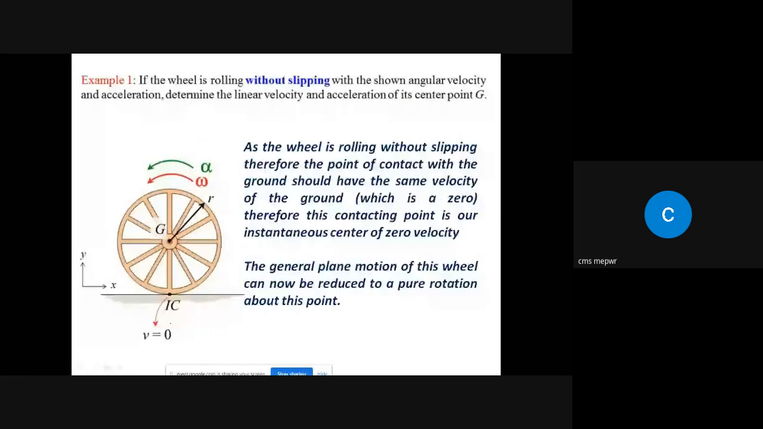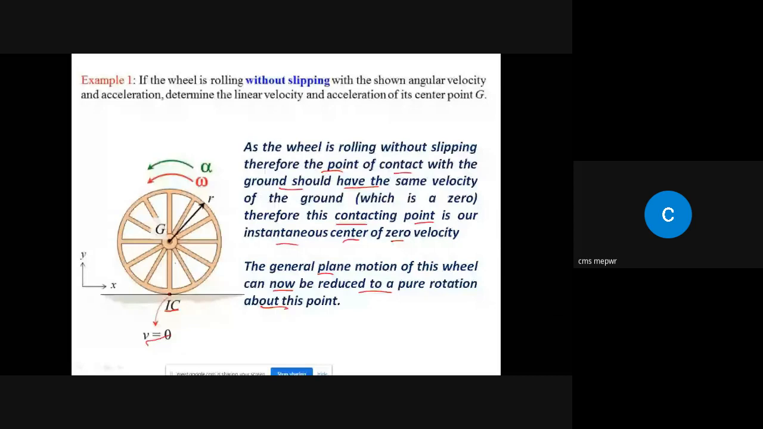I have mentioned here that as the wheel is rolling without slippage, the point of contact with the ground should have the same velocity as the ground, which is basically 0. Therefore, this contact point is our instantaneous center of zero velocity. So the general plane motion of this wheel can now be reduced to a pure rotation about this point only and at this instant. This is our instantaneous center because the velocity here is 0.